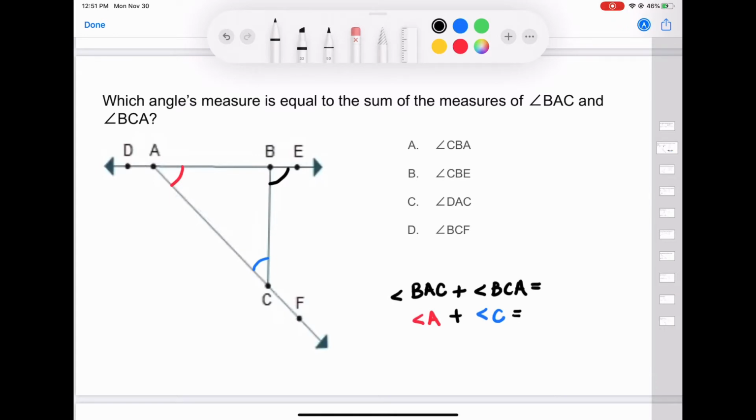this angle. Well, now we want to identify what this angle actually is, and the way we could do that is by identifying where it lies, and it lies at EBC or CBE. It could be read either way, and so thus we have B as our answer. Let's look at the next problem.